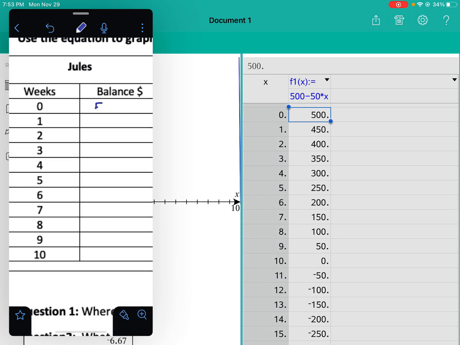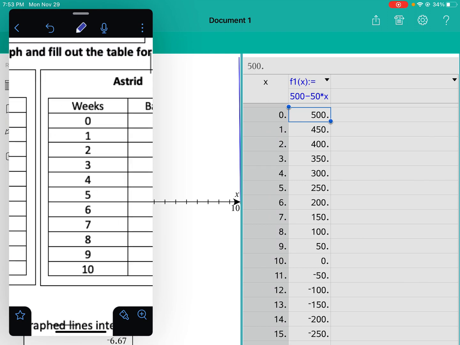So we have $500. At 1 week, she spends $50, so we're down to $450. Then we have $400, $350, $300, $250, $200, $150, and after 10 weeks she has $0.